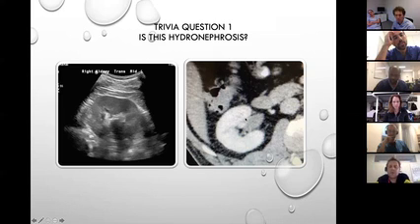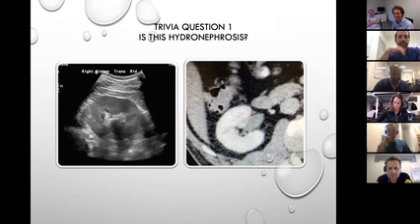So this is actually the CT image of the same patient. If you look at it in a transverse image, the whole kidney is pretty normal. So this is just an extrarenal pelvis. That's another differential diagnosis for parapelvic cyst. It's an extrarenal pelvis.